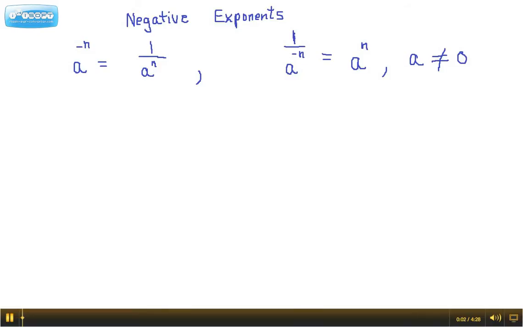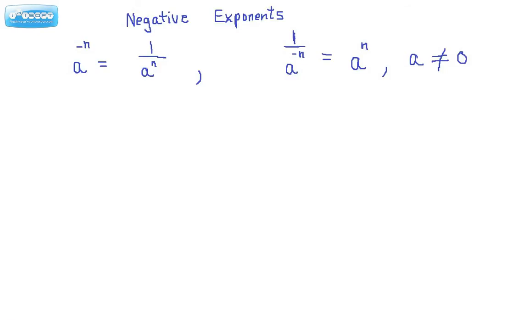Negative exponents. Here you see that I have some formulas written. A to the negative n equals 1 over a to the positive n. And on the right I have 1 over a to the negative n equals a to the n, as long as a is not equal to 0. I want to give some examples using real numbers or some other variables.